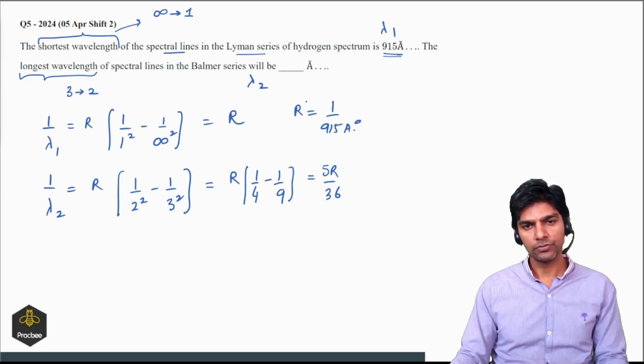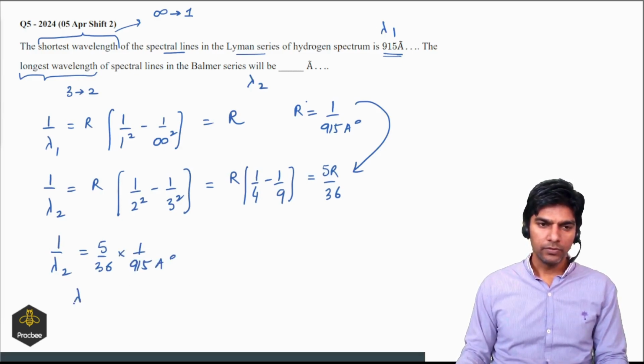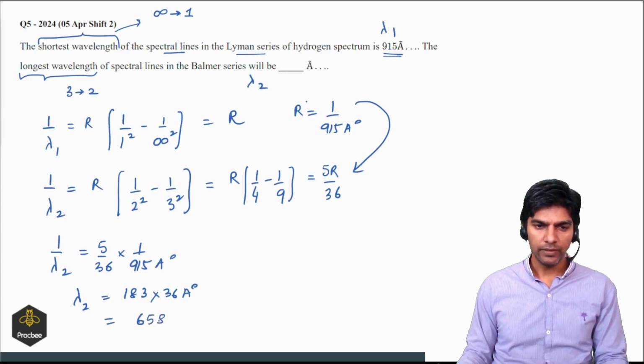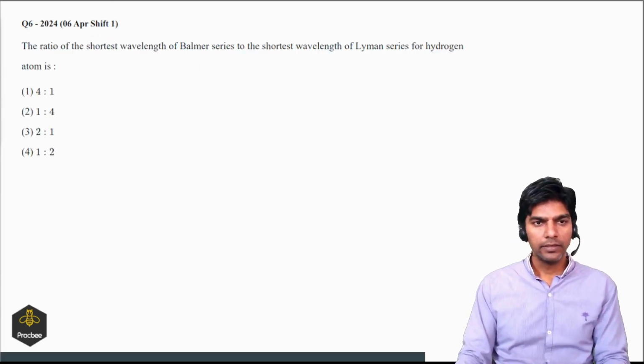And if we substitute the lambda value in the first equation, R comes out to be 1 upon 915 angstrom. So now substitute the R value in the second equation. So 1 by lambda 2 will be 5 by 36 times 1 by 915 angstrom. So lambda 2 comes out to be 183 times 36 angstrom. If we simplify this, it comes out to be 6588 angstrom. So 6588 angstrom will be the answer of this question. Let us see the next question.